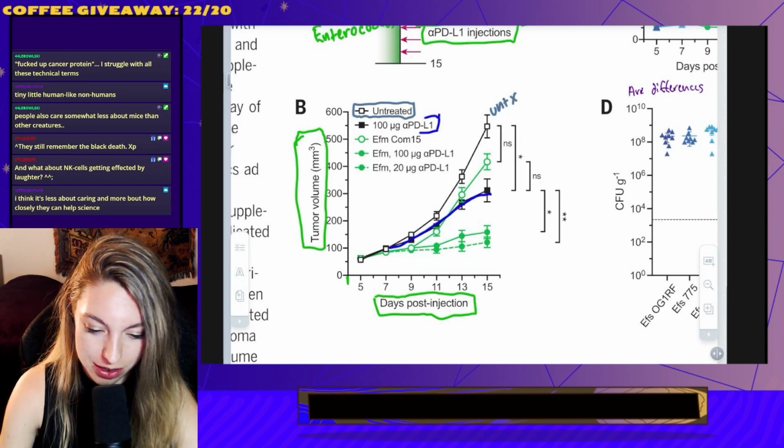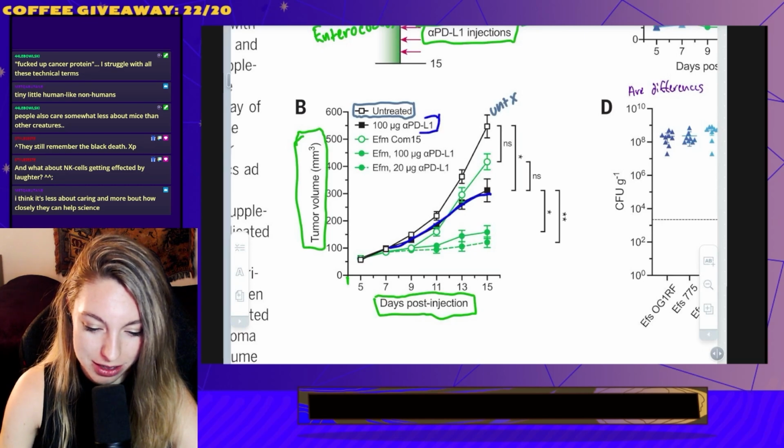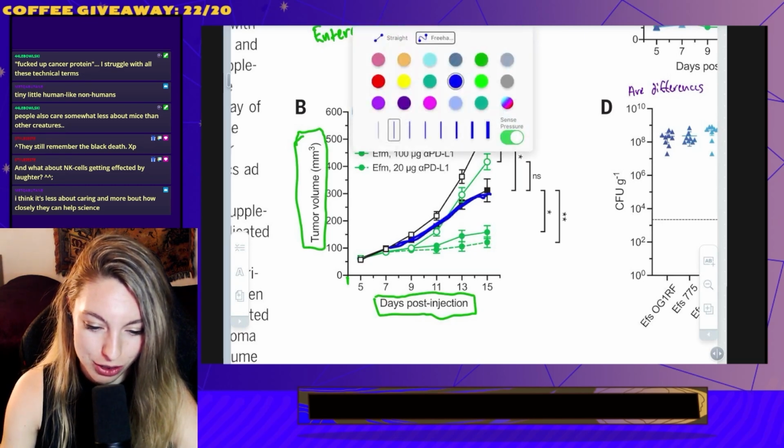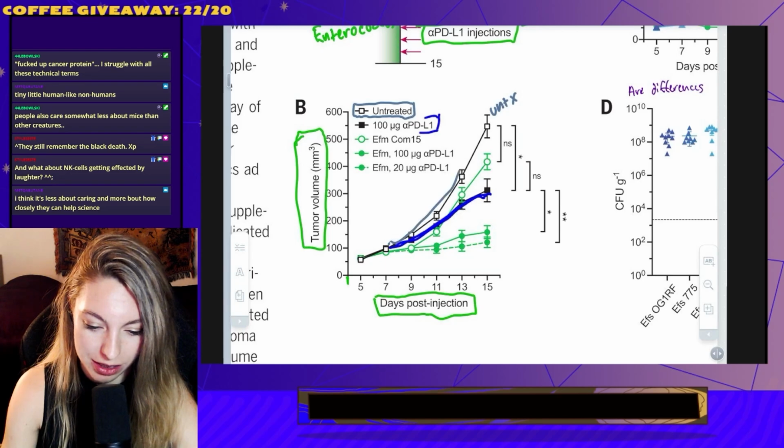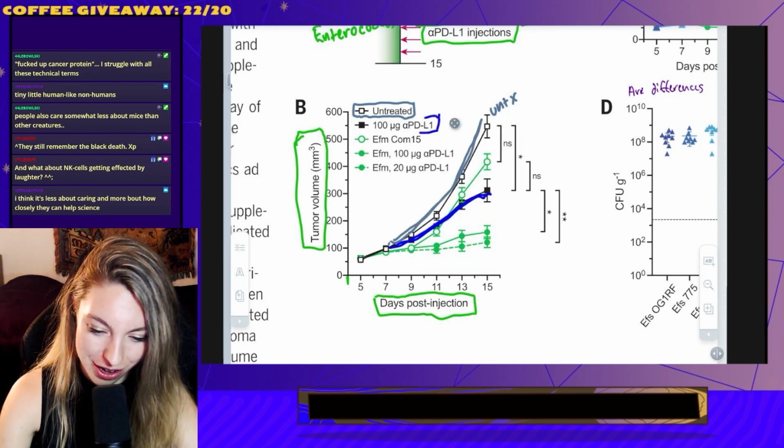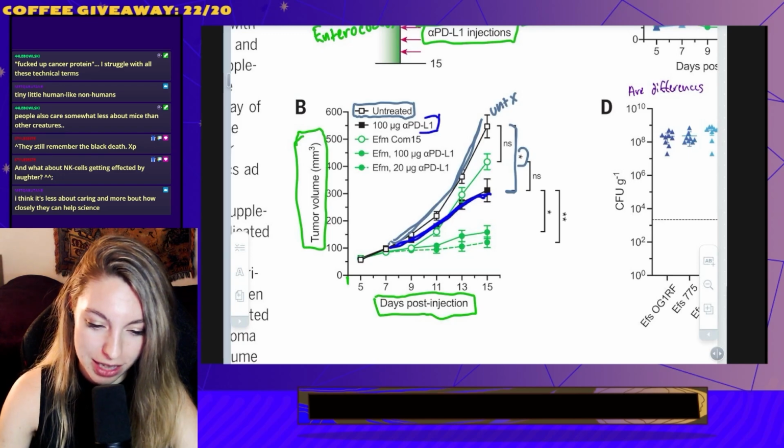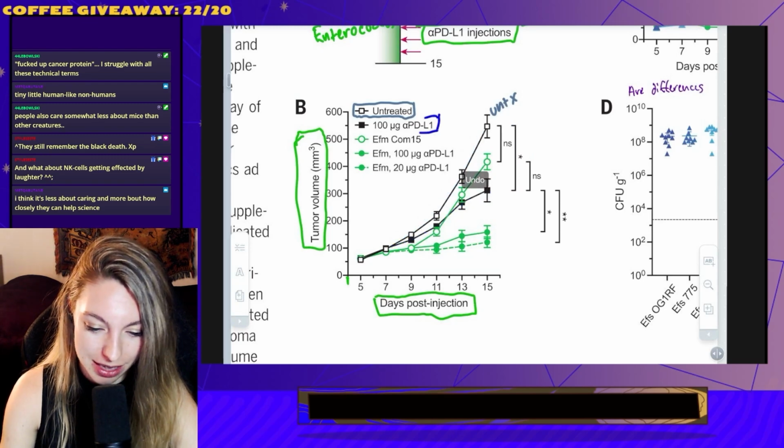Now I want you guys to notice something. What do you notice about these lines? This line versus the untreated line, or untreated tumors. You'll notice that there is a big difference between them that's considered significant. So basically, the tumors that were treated with the anti-PD-L1 are smaller, okay? That means that the tumors are getting killed by the T cells. This is great. This is amazing.